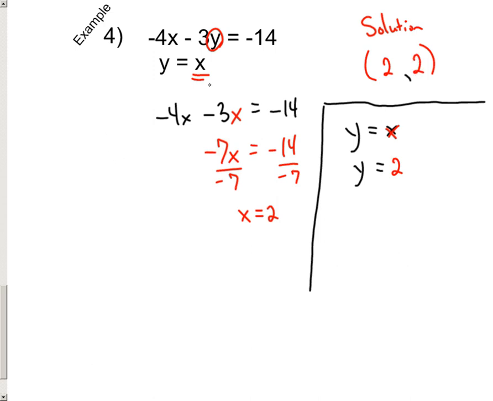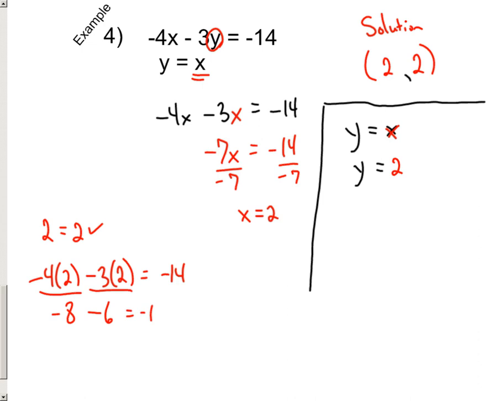And just to take a little bit of time to prove that this solution is going to make both of these true, let's go check it. Y is 2, and x is also 2. So it made that equation true. Let's check the first equation. Negative 4 times x, which is positive 2, minus 3 times y, which is positive 2, equals negative 14. Let's see if that's true. This will make it negative 8. Negative 3 times 2 is negative 6. And negative 8 minus 6 is negative 14. So it does indeed make both of the equations true.